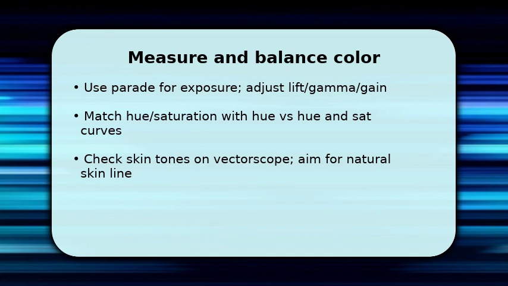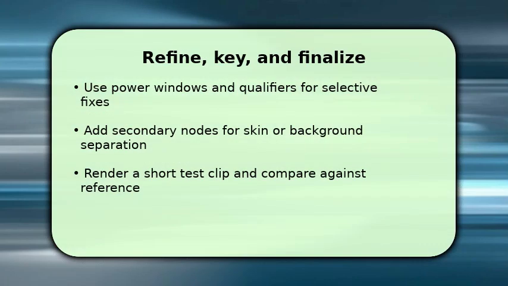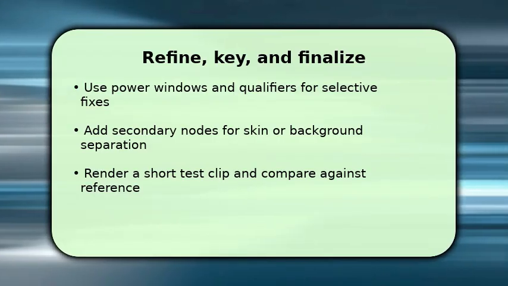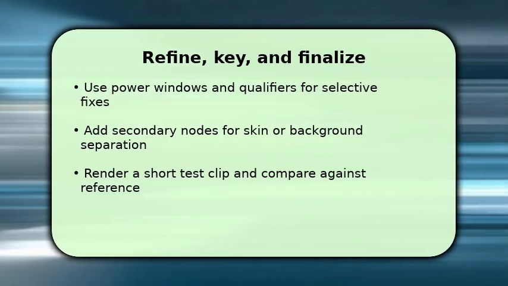You finish by refining with secondary corrections. Create power windows and qualifiers to isolate problem areas like skin or a green screen. Once isolated, adjust only those regions with dedicated nodes so the rest of the image stays consistent. Apply subtle filmic or LUT normalization if both clips need similar contrast compression.